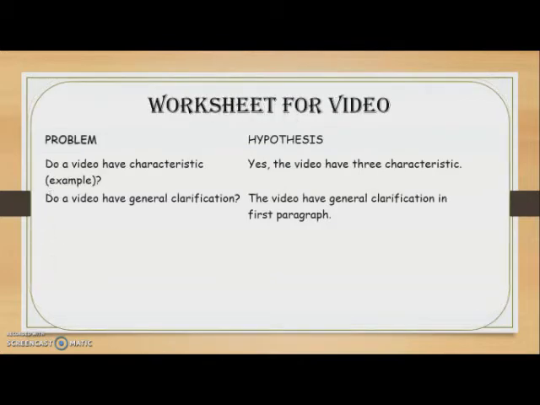Now I will give you the worksheet for your group. These are 3 worksheets: group 1, 2 and 3. In the first slide here for group 1, you can write your name and your group here, 1, 2, 3, and then after you write your group name, you can add the problem and hypothesis in the worksheet for the video. For example, in the problem: does the video have characteristics?